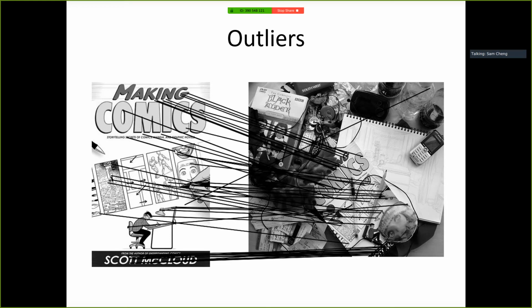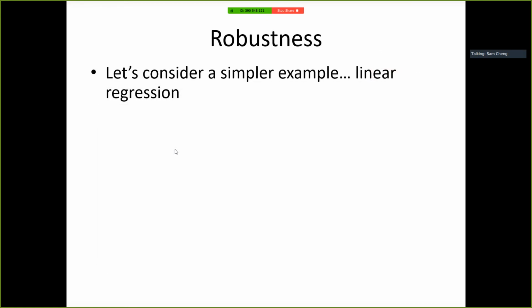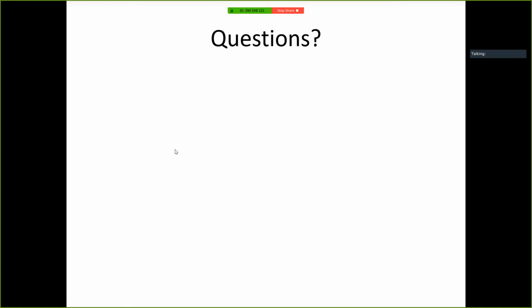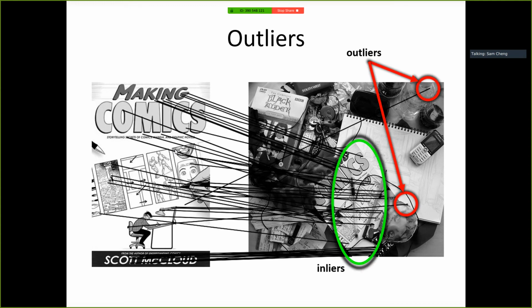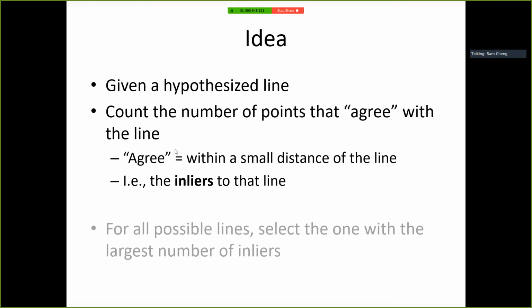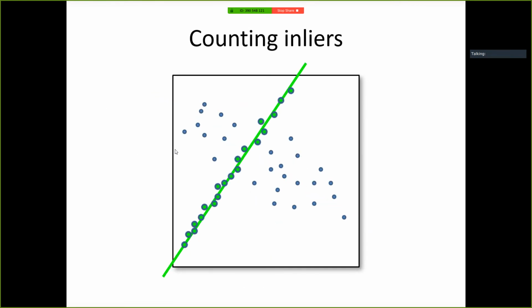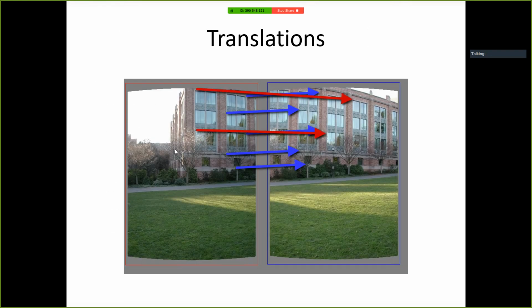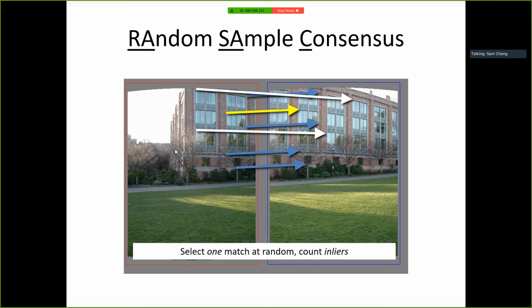What did you say the method was called? RANSAC. Yeah, let's see if I have the name here. Oh, okay. No, I don't have this. RANSAC. This actually stands for random sample consensus, something like that.